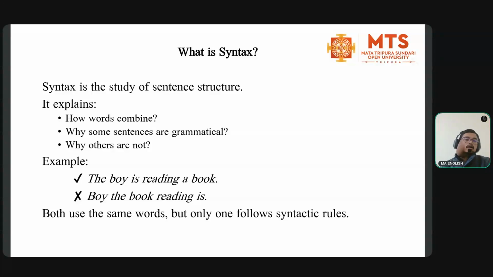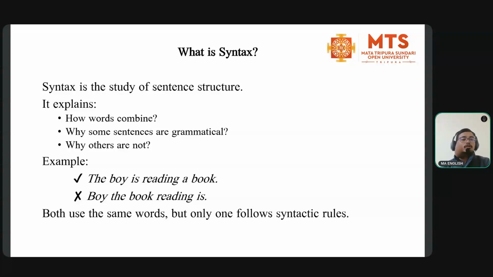So, for example, look at these two sentences. The boy is reading a book. Boy, the book reading. So both the sentences are using the same words, but only the first sentence is correct. Why? Because it follows the syntactic rules of English. So syntax studies these rules.